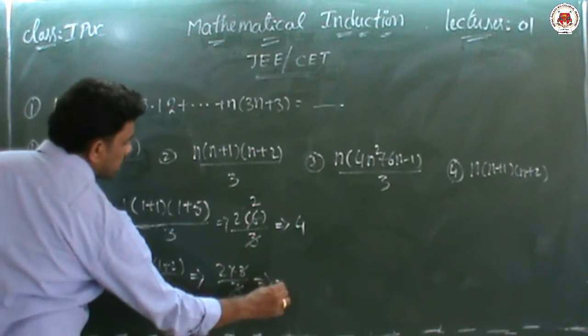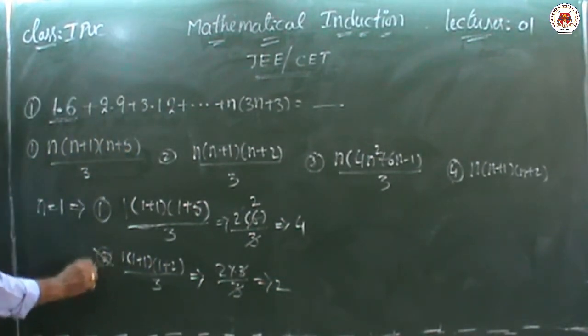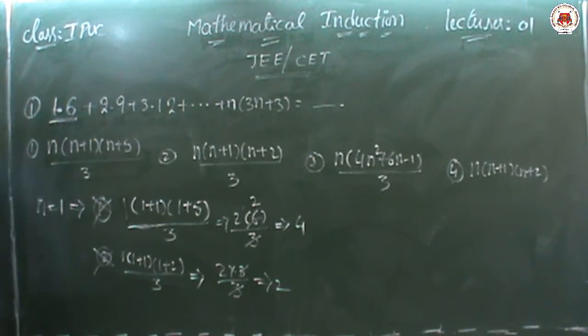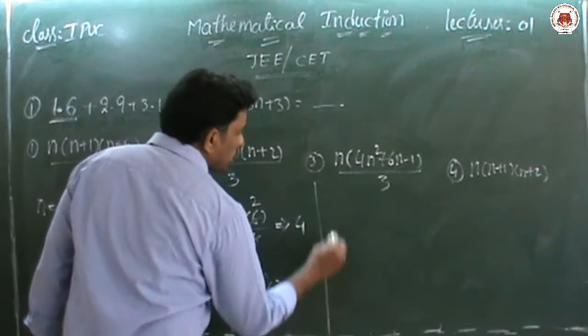3 cancel. What is the answer? 2. So 2 is also not an option, and the first one is also not an option, because the first term 1 into 6 means 6, and we need the answer 6. Then we will go to the third option.